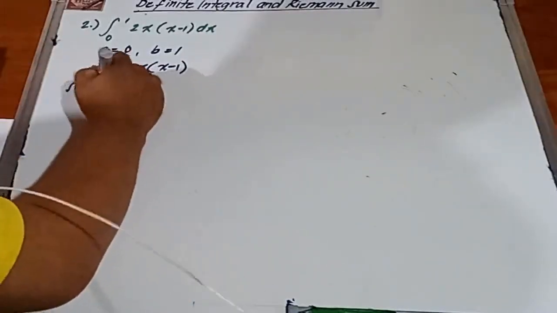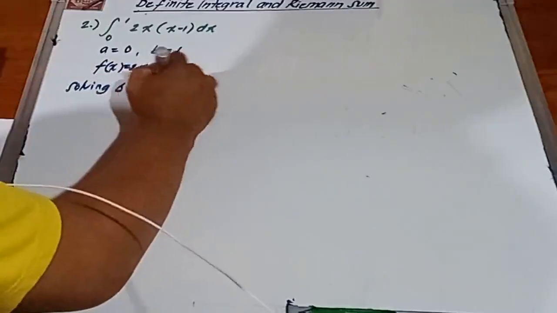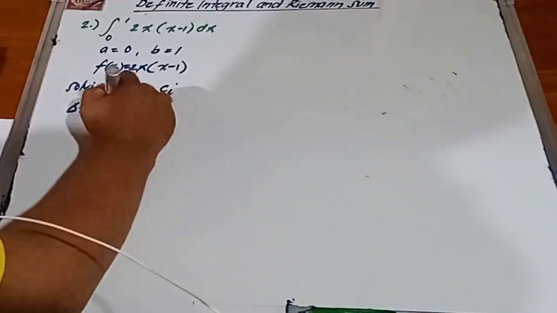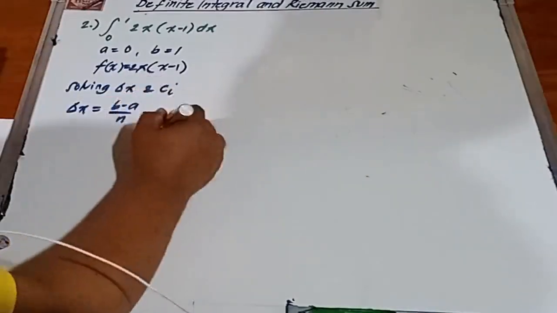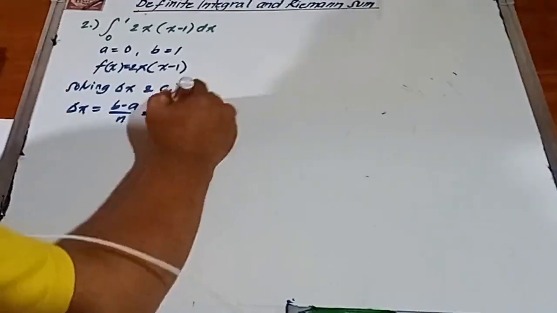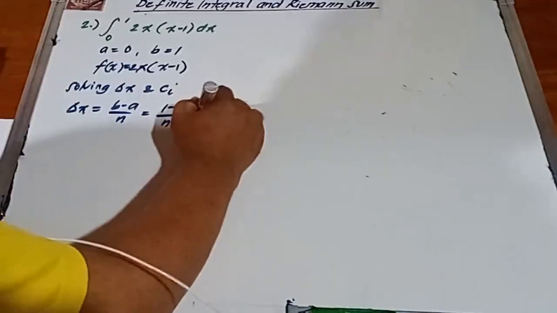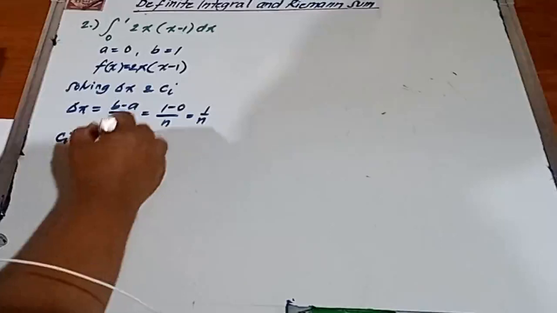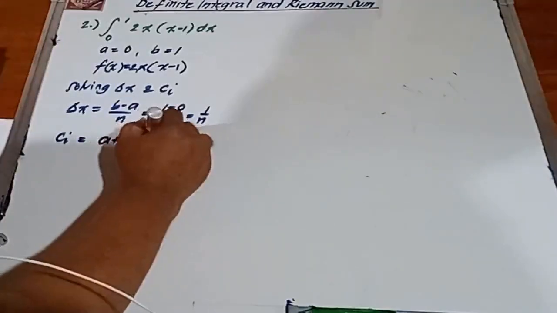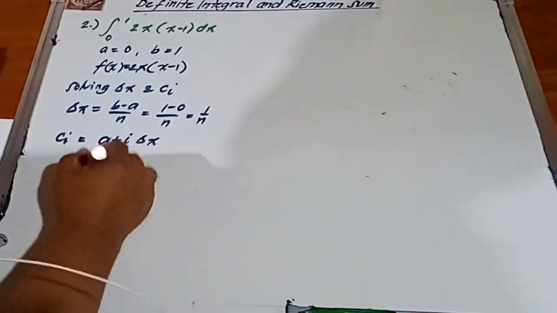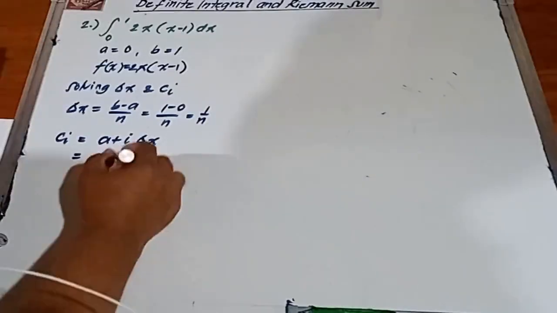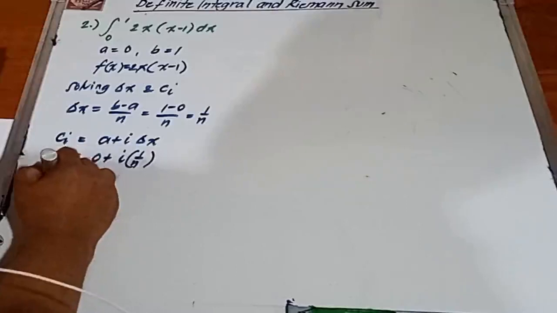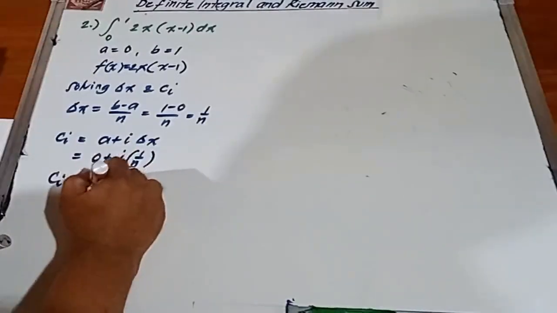Solving delta x and c sub i. Okay, delta x, we have b minus a over n. B is 1 minus 0 divided by n, 1 over n. And for c sub i, that is a plus i delta x. That's a natin is 0 plus i, and delta x is 1 over n. So, ating c sub i is i over n.